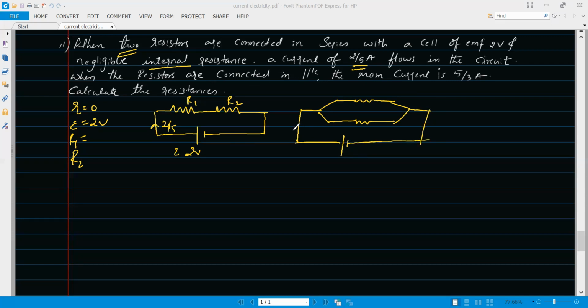So let us go for this. This current is now 5/3 ampere. This is the same battery, but the resistors are R1 and R2 here. Okay. So calculate the resistors. ಈಗ R1 ಮತ್ತೆ R2 values ನ find out ಮಾಡಬೇಕಿದೆ. So they are asking us to calculate like this.